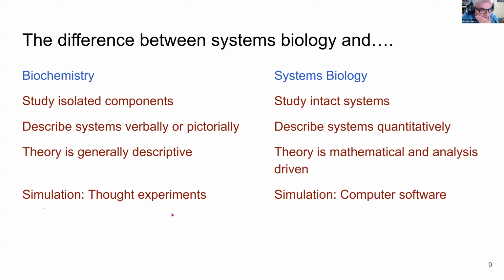The opposite, of course, to biochemistry: we study intact systems, we describe systems quantitatively. We do use theory. For any of you who know metabolic control analysis or dynamical system theory, we use our math because that's a convenient reasoning tool. And of course, we use computer software a lot to do simulation. You can still do thought experiments, and some thought experiments are really useful, but we do use simulation on a computer a lot. So these are the differences between biochemistry and systems biology.